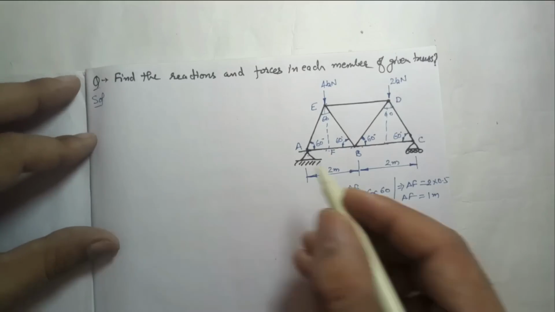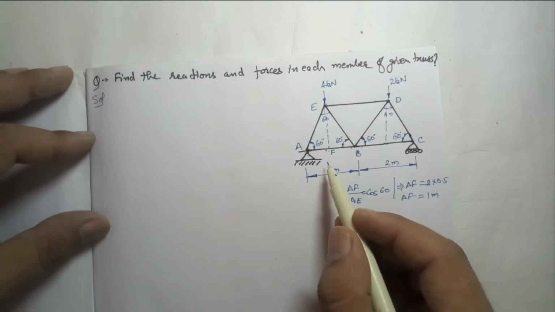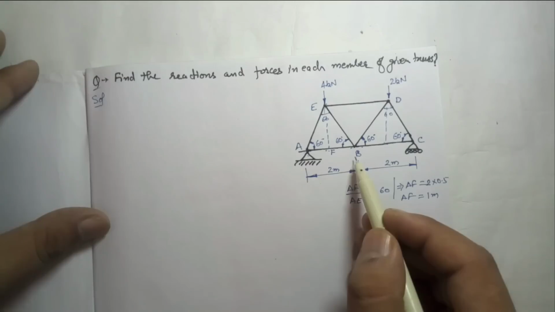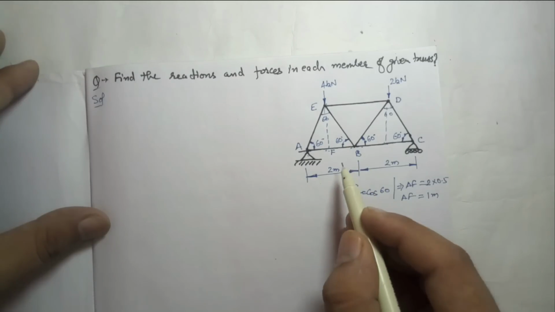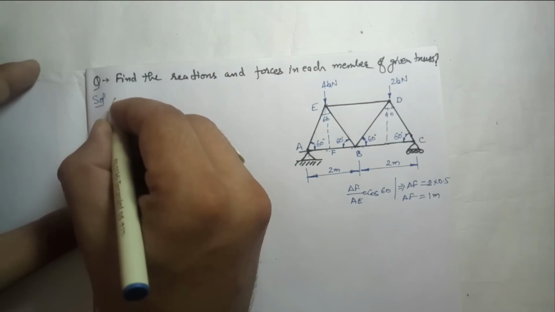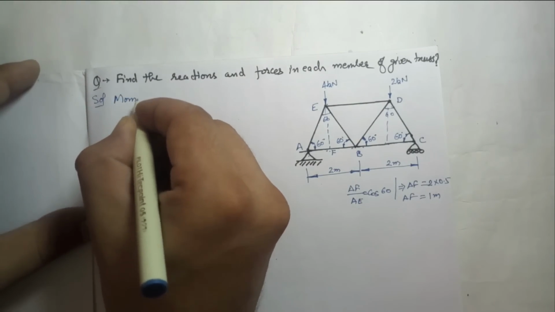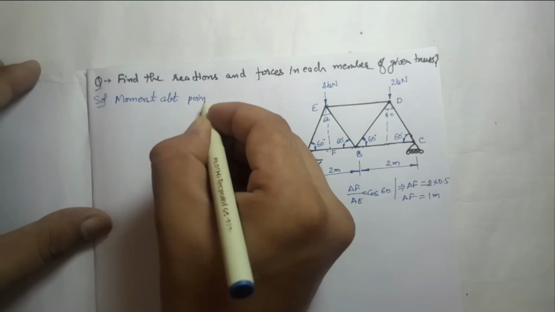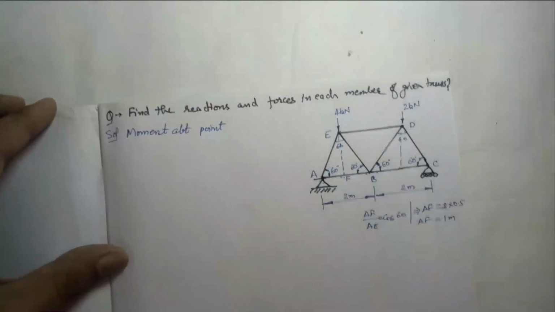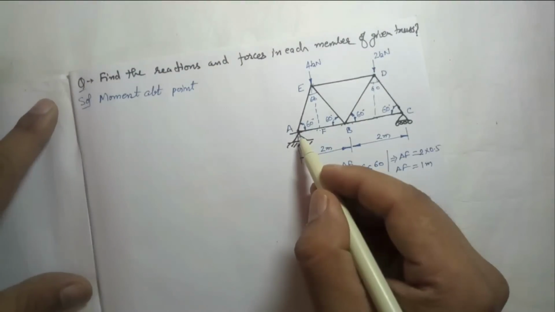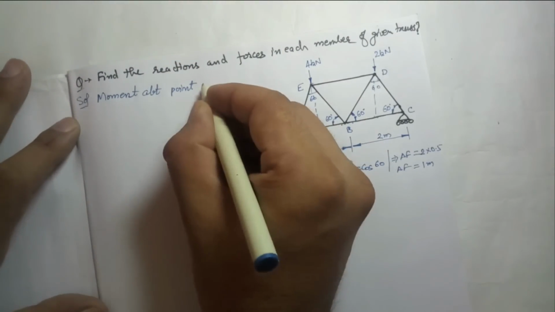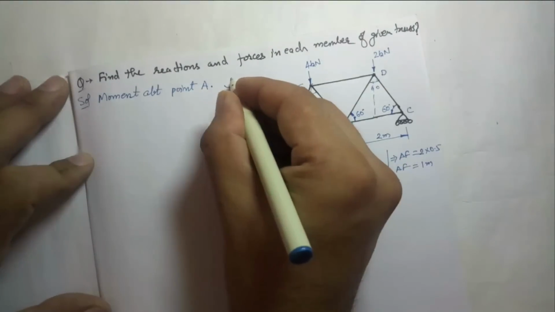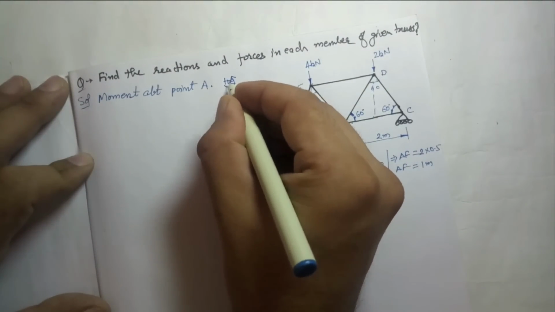Now we will find what the reactions will be. I have told you, after calculating the length of each member, we have to apply the equation of moment of force. We can take moment about any point. So let's say I am taking the moment about point A, and I am taking anti-clockwise as positive.